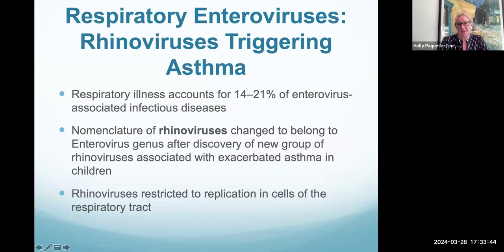Some of the other ones that we see are rhinoviruses that are triggering asthma. So respiratory illnesses account for almost 20% of all enterovirus-associated infectious diseases. And the rhinoviruses, which are the ones that cause the common cold, they've changed to belong to the enterovirus because we see that there is this new group of them that can cause asthma attacks in children. And what we see is that rhinovirus is restricted to replication in the cells of the respiratory tract, and it will cause kind of exacerbation of asthma in children.